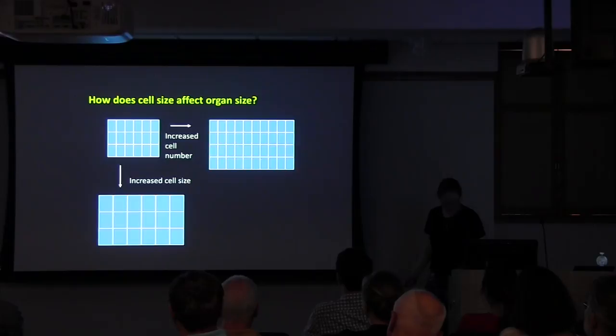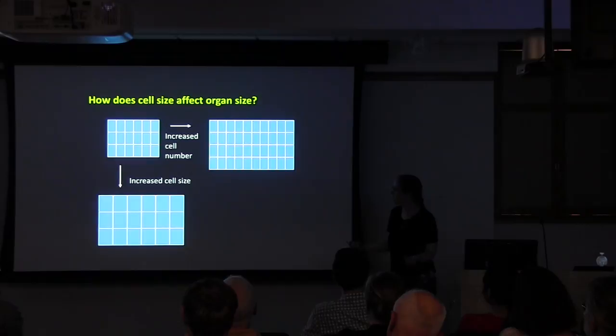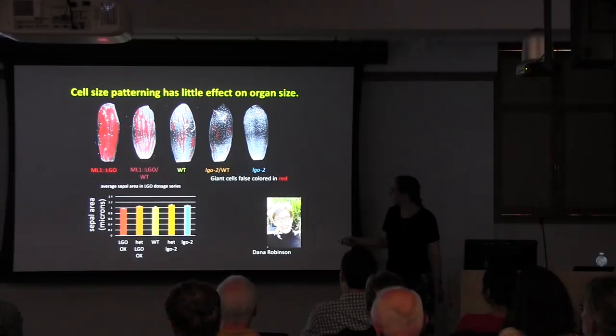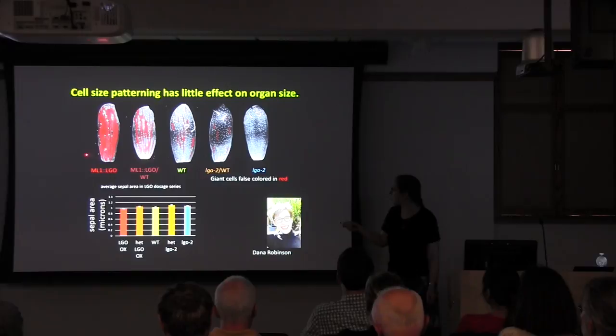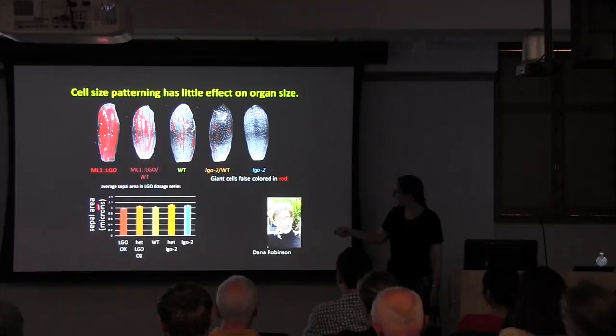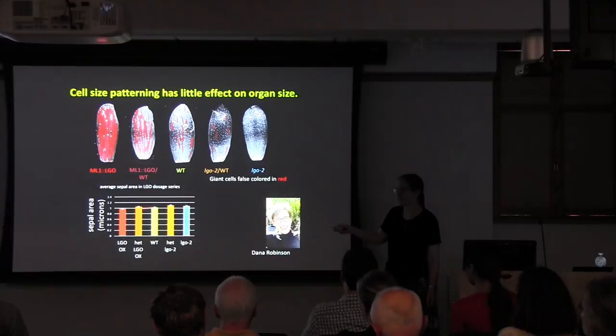Okay, so we need to come back to the question of organ size here and ask, how does cell size affect organ size? And this was our original hypothesis. But as you can see, the number of giant cells has absolutely no effect on organ size whatsoever. So you can go from very few very large cells to many small cells, and the sepal, so here's sepal area and here's the different genotypes, they're all basically exactly the same. And this is the work of Dana.